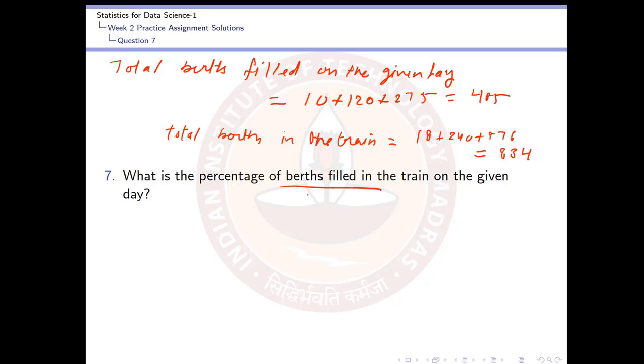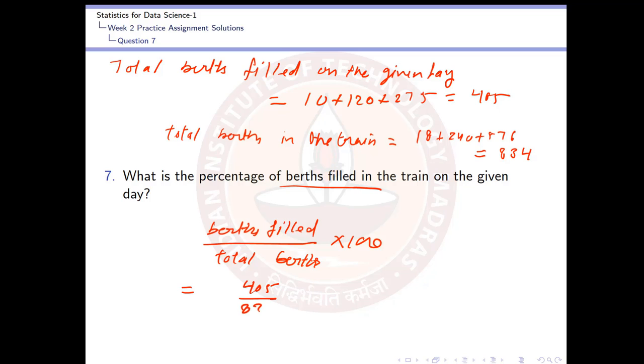So the percentage of berths filled will be berths filled upon total berths, and as I have to calculate percentage, I have to multiply by 100. So it will be your 405 divided by 834 into 100, and when I evaluate it, it will be your 48.56. So the percentage of berths filled on a given day is 48.56%. That is your answer.